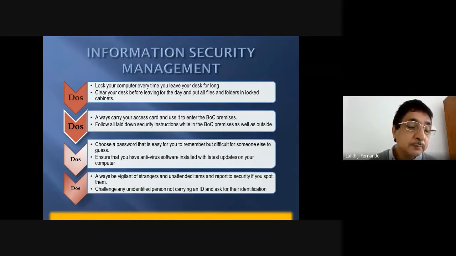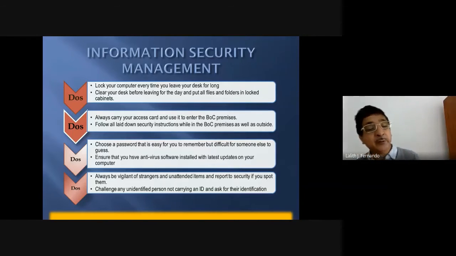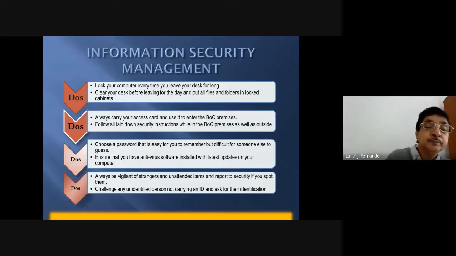Now here there are rules of information security management, what you need to do. Lock your computer every time you leave your desk for long. If you leave your computer for a longer time, you need to lock it. Clear your desk before leaving for the day and put all files and folders in locked cabinets. Then always carry your access card and use it to enter the premises.